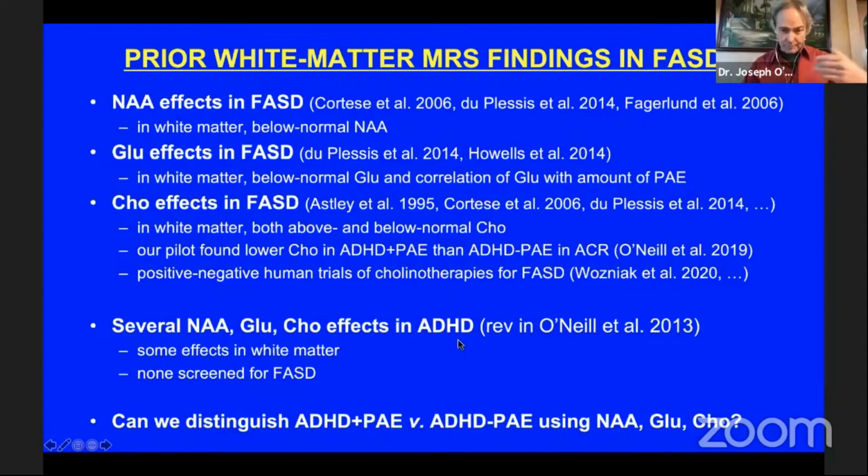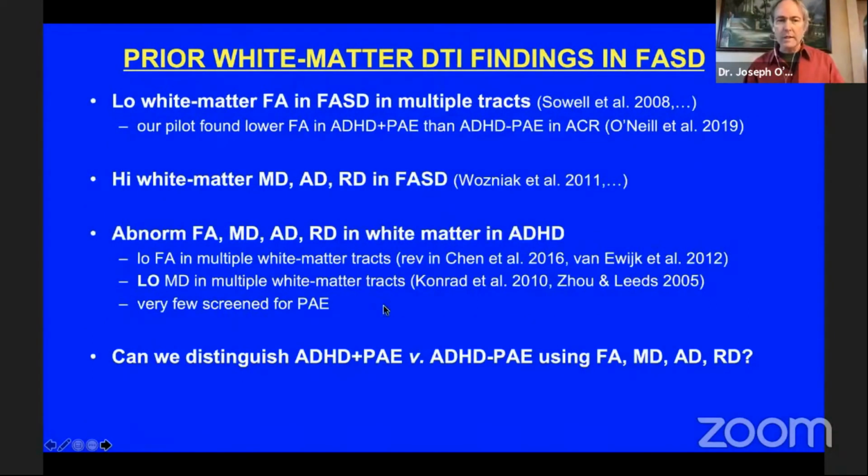And in ADHD, there have also been seen MRS effects involving NAA, glutamate, and choline, sometimes in white matter, but none of these studies ever screens for FASD, as I said. So we asked if we could distinguish ADHD plus PAE from ADHD minus PAE using NAA, glutamate, and choline. And then finally, there are prior findings with DTI in FASD. Low white matter FA was observed, low fractional anisotropy. And our pilot study also observed lower fractional anisotropy in ADHD plus PAE than ADHD minus PAE in the anterior corona radiata.